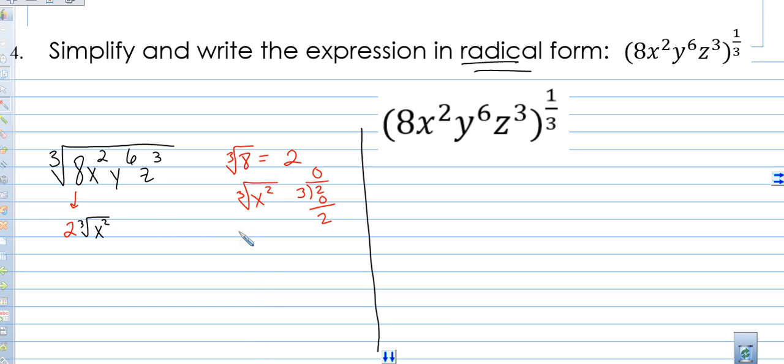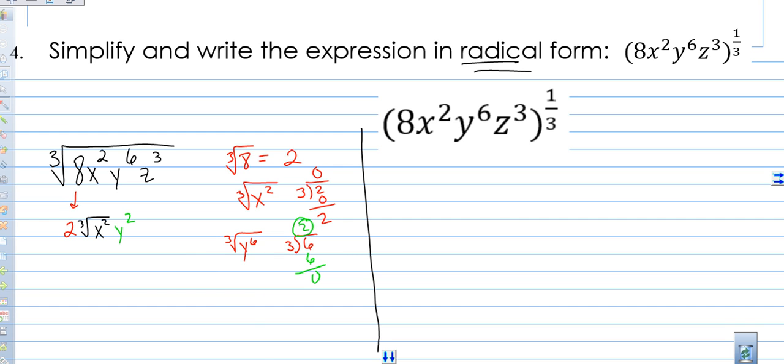So then we look at this y to the 6th. And we do the 3rd root. Well, that really means 6 divided by 3. 3 goes into 6 2 times, and you get 6 with a remainder of 0. Okay? So that means this 2 will come outside. You'll have y to the 2nd on the outside. Okay? And then there's 0 left under the radical.